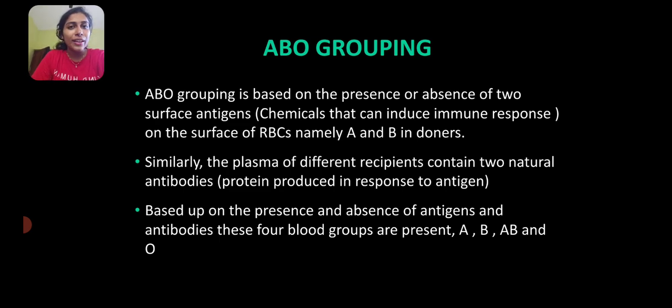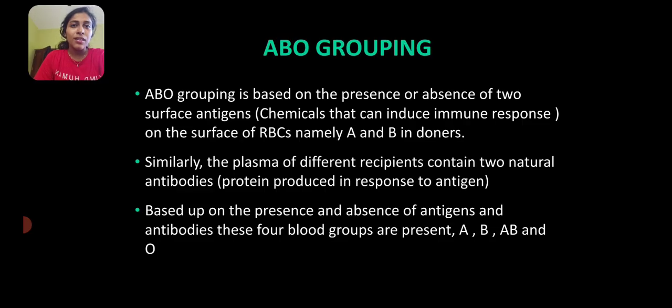When we study the topic of immunology, two terms are very familiar: antigen and antibody. Any chemical substance that can evoke an immune response is called an antigen. And the protein which is produced in the plasma of a person is called an antibody. So, based on the presence of the antigen and the antibody, we can classify different kinds of blood groups. Here the ABO blood grouping is mainly based on the presence of antigen A and antigen B.